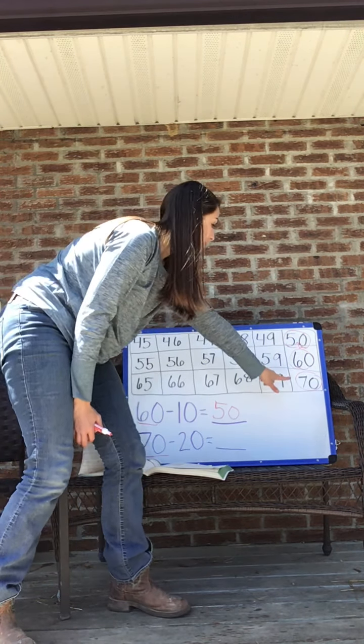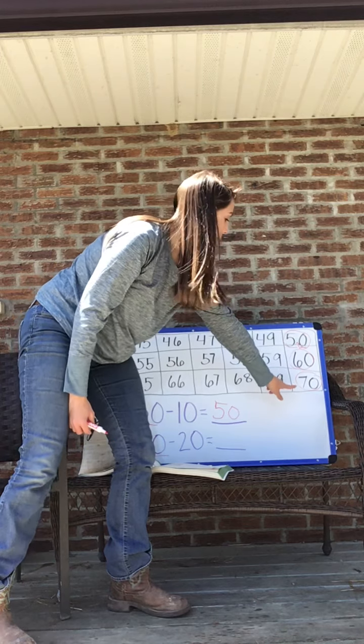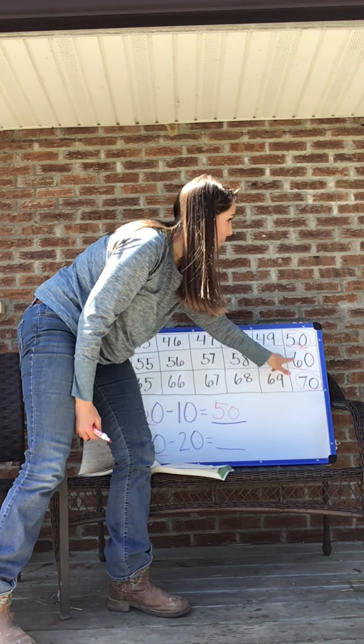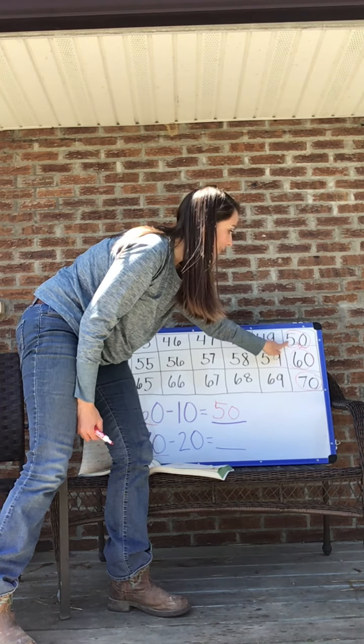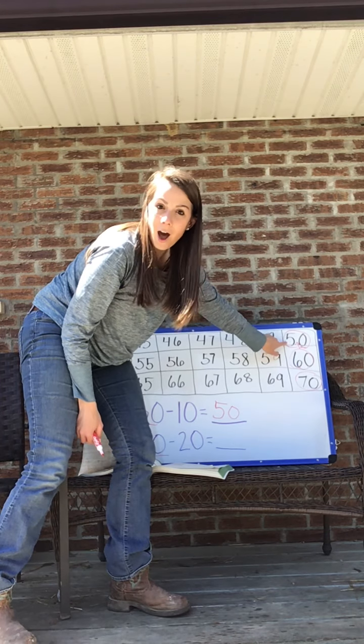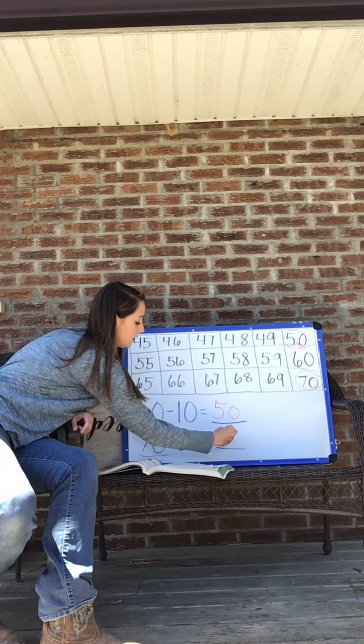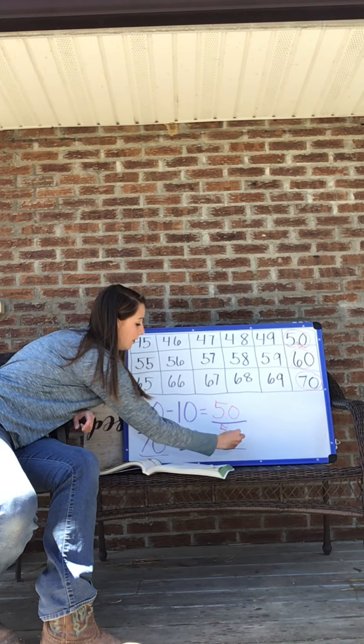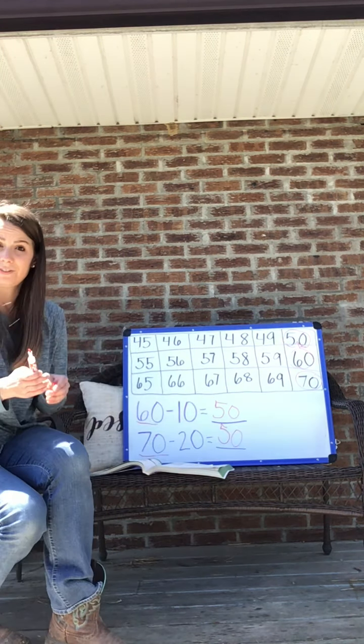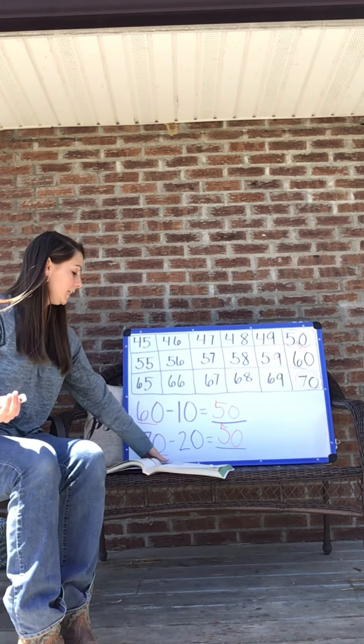So I'm going to start at 70, and I'm going to say minus 10, minus 20. And what did I land on? I landed on 50 again. So 70 minus 20 also equals 50.